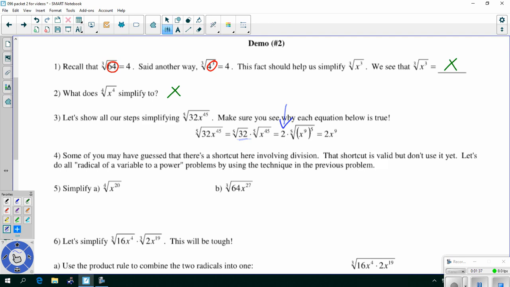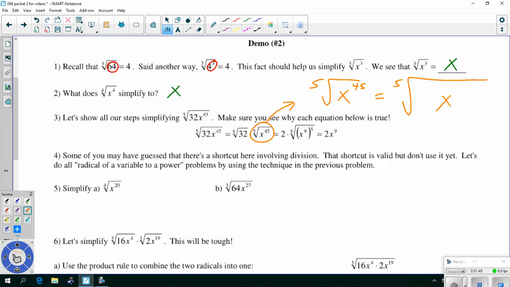Okay, so here's the magic. I'm going to take a look at this guy right here, and I'm going to rewrite it in a very particular way. 5th root of x to the 45th, that's what we're starting with. I'm going to write it this way. 5th root, x, I'm going to put parentheses here. I'm going to put a blank box right here. And I'm going to put a 5th power here.